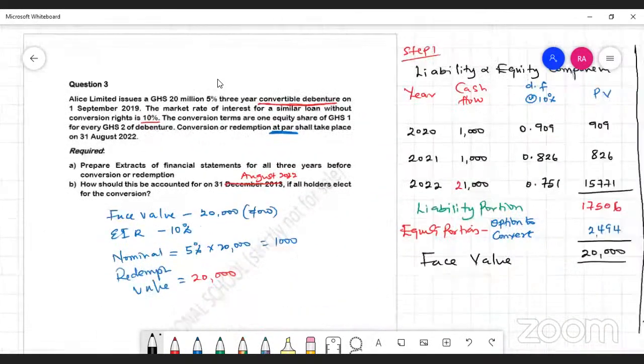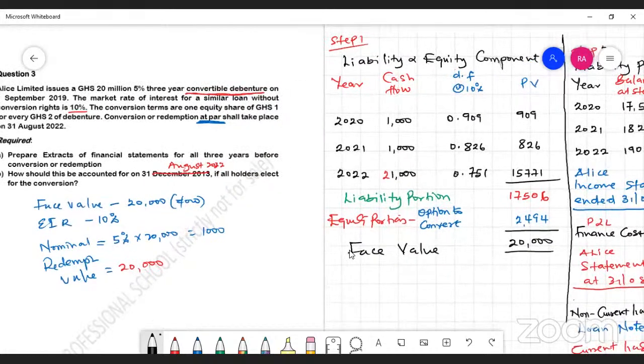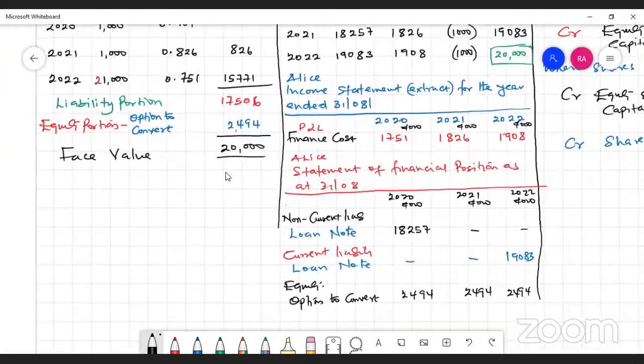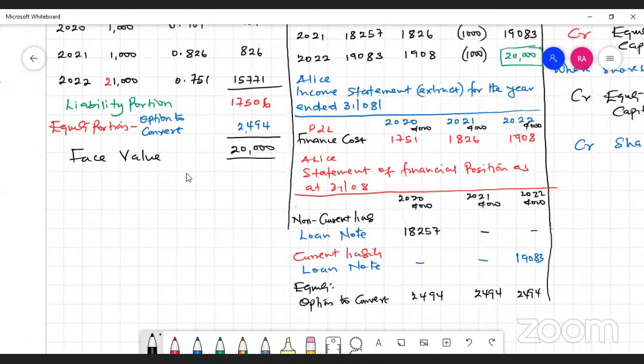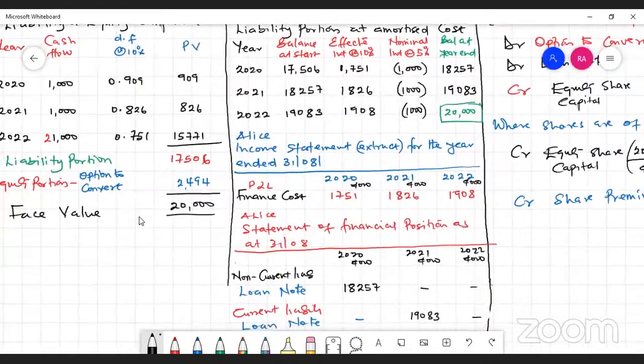So this is question 3. What is wrong with question 3? Loan notes, how much? Okay, this one, if you are referring to this one, yes, please. It's supposed to be under 2021. It's 19083. Yeah, it's supposed to be under 2021. Okay, so that is that.